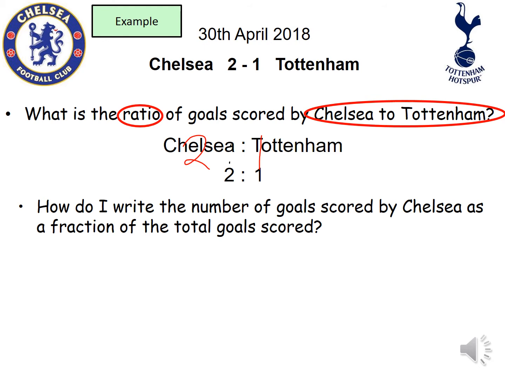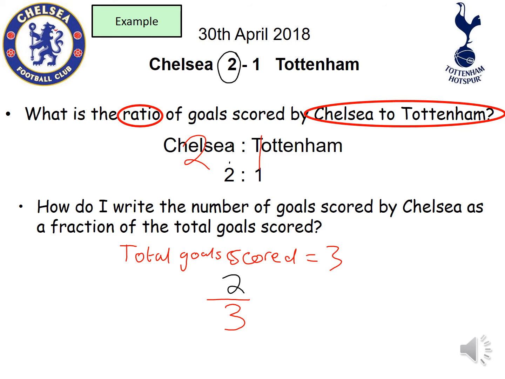Now, how do I write the number of goals scored by Chelsea as a fraction of the total goals scored? First things first, we need to calculate the total goals scored, which equals 3. So in total there were 3 goals scored. Now, we put that in our denominator, and Chelsea have scored 2 of those. So the fraction is 2/3.